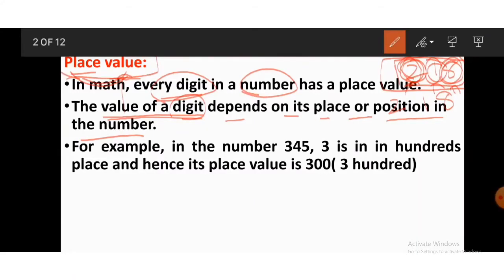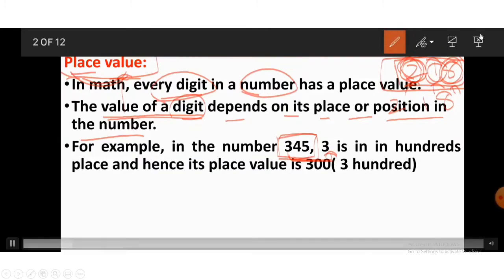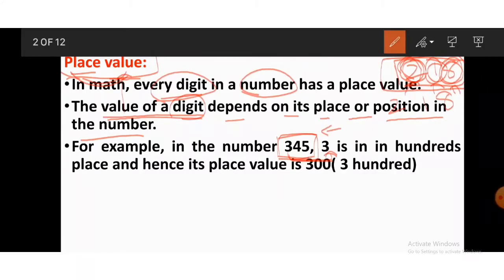For example, if we take this number here, 345. What is the number, children? 345. We are going to find out the place value of 3. Place value of what? The digit 3. First, we have to write the place values on top of these numbers, which will make it easier for us to find out the place value. The first place value from right is ones, the second is tens, third one is hundreds. First is ones, second is tens and third is hundreds.